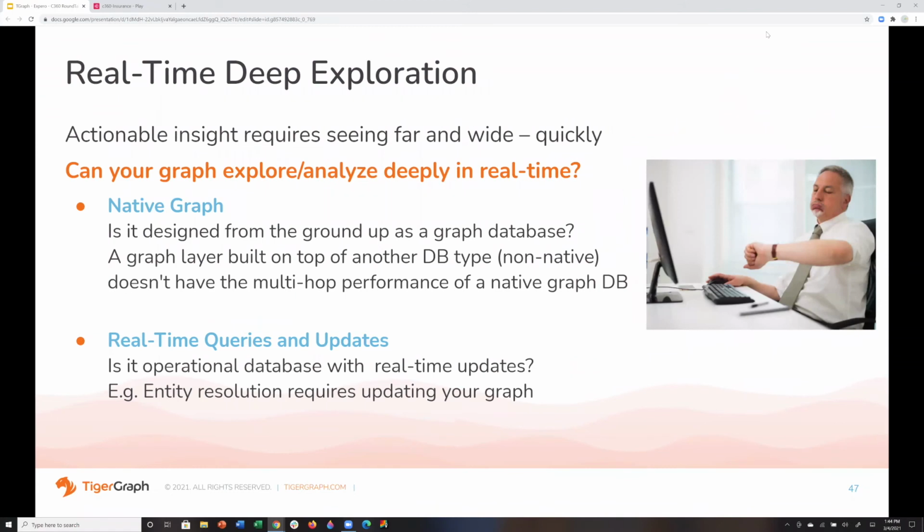Next. Second, you're going to want real-time deep exploration because you're trying to get insight. You're trying to learn things from that data.